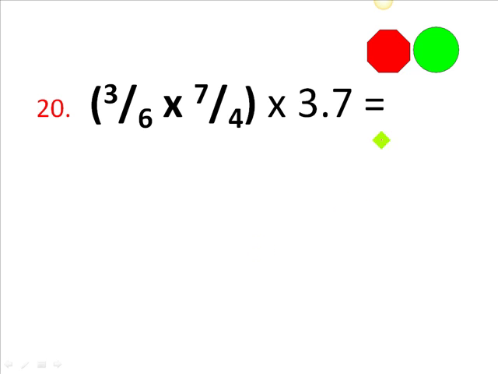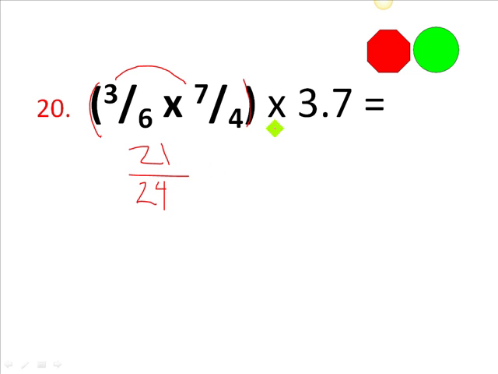Okay, number 20. Let's take a look. Click on the stop sign. All right, let's see how you did. Well, first thing you need to do is that which is in the parentheses, and that which is in the parentheses is pretty straightforward. It's just 3 times 7, that's 21, and 6 times 4, that's 24.